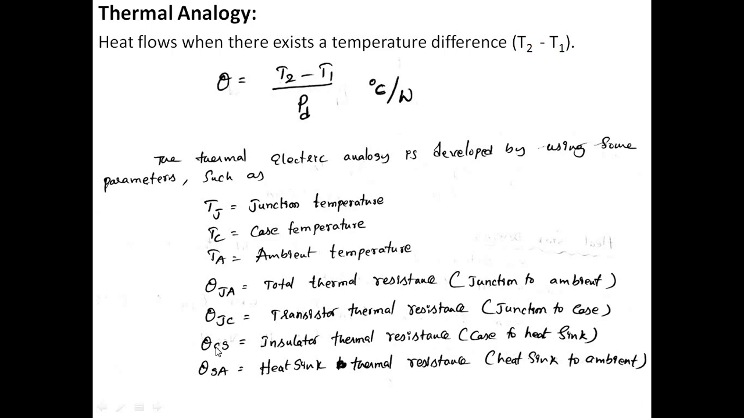And the third one we can also represent, which is theta Cs. This is the insulator thermal resistance, from case to heat sink, because we have connected this power transistor to the heat sink. Between my insulator and the heat sink, we call it theta Cs. Theta Sa is the heat sink thermal resistance, heat sink to ambient. These are all the various thermal resistances available in the basic heat sink circuitry.